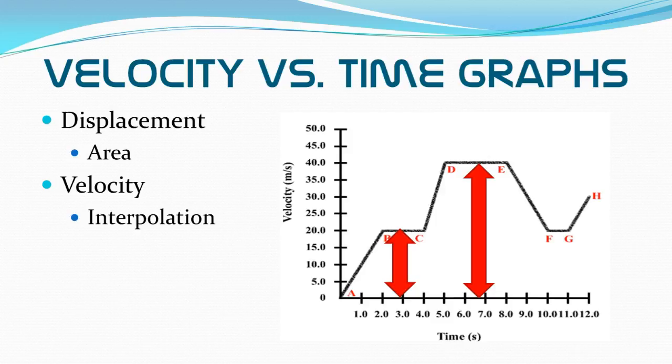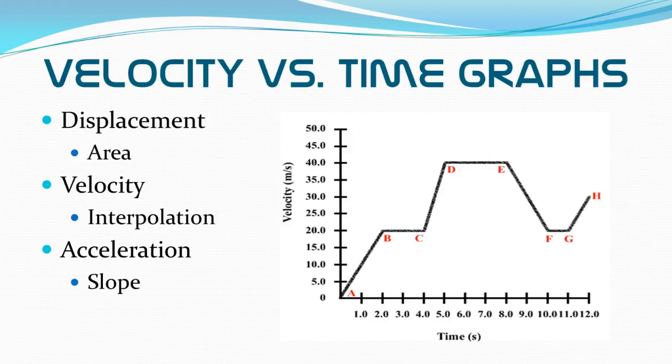If I wanted to find the acceleration of an object by looking at the graph, I could find the slope of the line. So in this case, I have a positive slope, so that's positive acceleration. Here's a negative slope, so that's a negative acceleration. This line has 0 slope, so it has 0 acceleration. When an object has 0 acceleration, it's moving at a constant velocity. Its velocity is not changing.